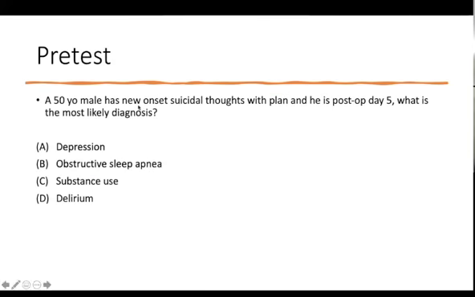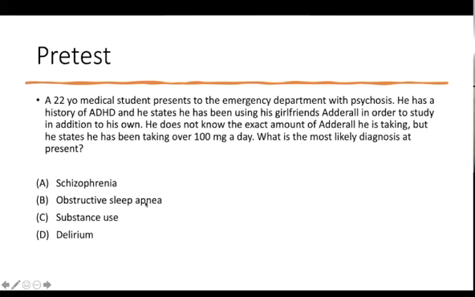A 50-year-old male has new onset suicidal thoughts with a plan to kill himself, and he is post-op day 5. What is the most likely diagnosis? We'll see that the most likely diagnosis in this case is delirium. And it isn't magic that I know this, it's something called pre-test probability. We'll go over this in a second.